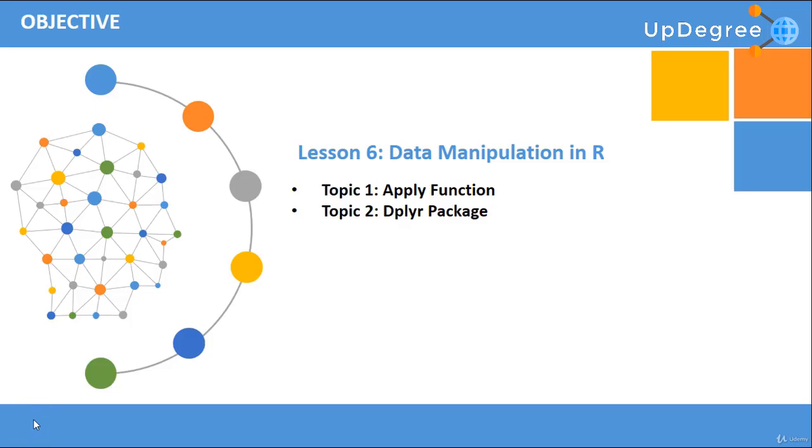Welcome to lesson 6, data manipulation in R. In this chapter we are going to learn about two important functions. One is the apply family, where we will be learning about different kinds of apply functions like apply, lapply, sapply, tapply and all those things. And then we will be learning about a very useful package, the dplyr package.